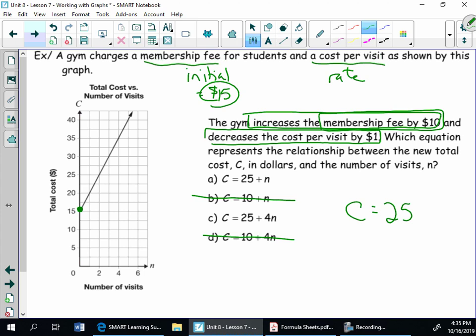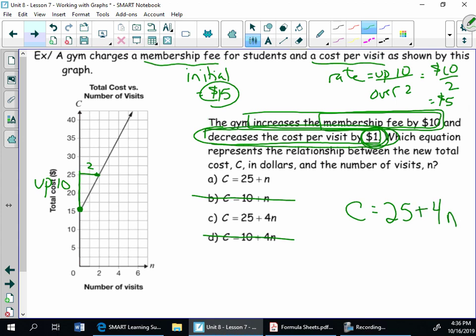They decrease the cost per visit, the rate, by $1. Well, let's find the old rate. Make ourselves a triangle here. I have to go up from 15 to 25, so that's up 10, and over, went over to 2. So $10 for every 2 visits comes out to $5 per visit. And what do we want to do to that? We want to decrease our cost by $1. So instead of 5, now it's going to be $4 per visit. Well, which equation is that one? There it is right there.